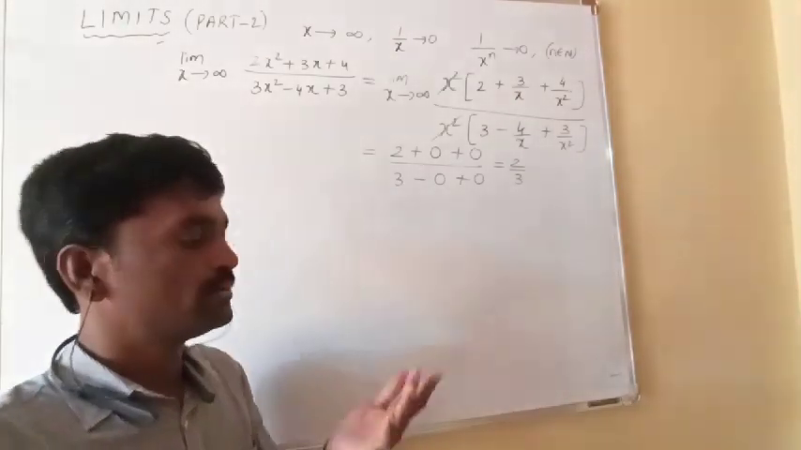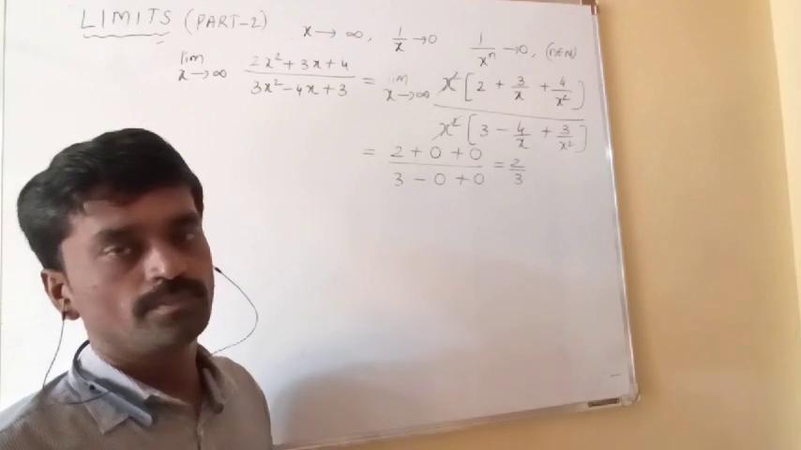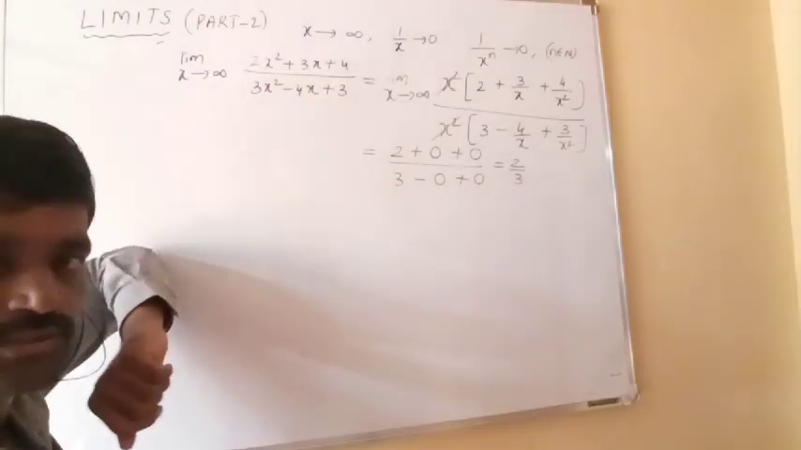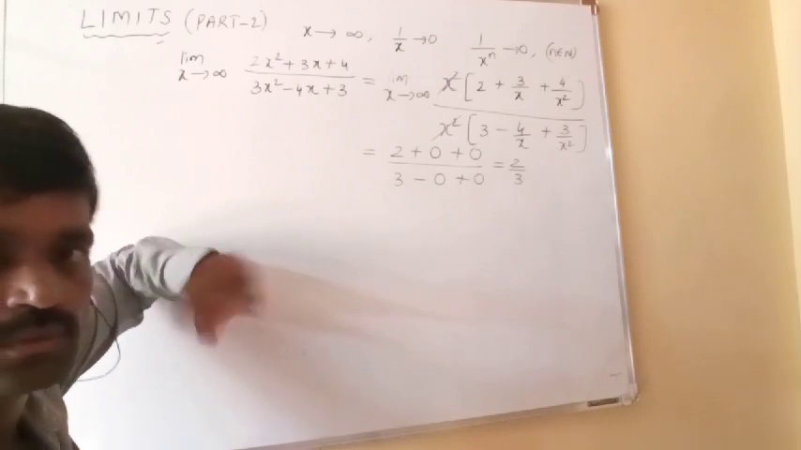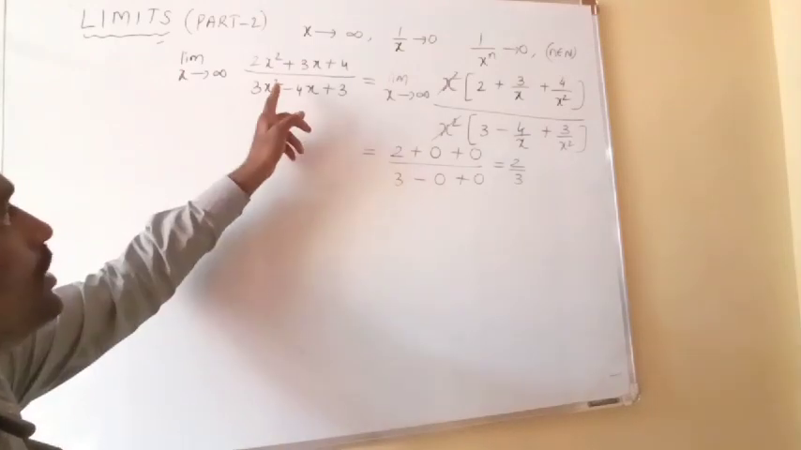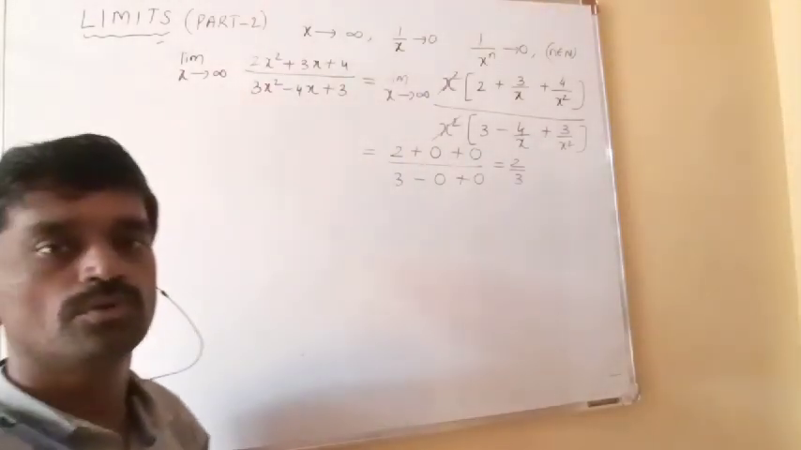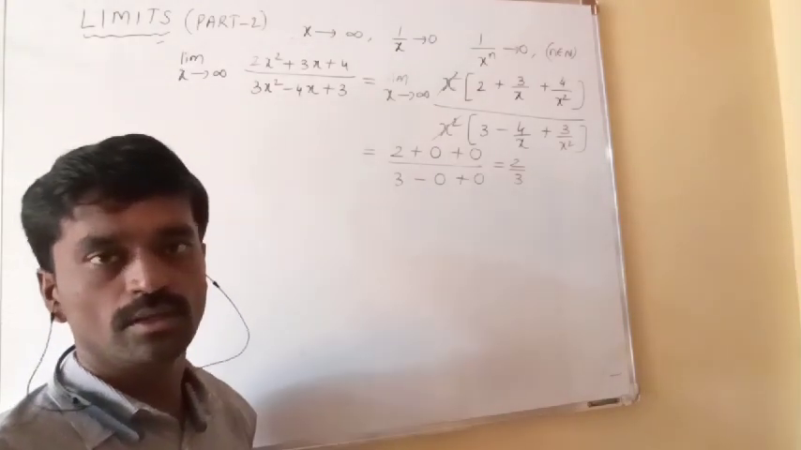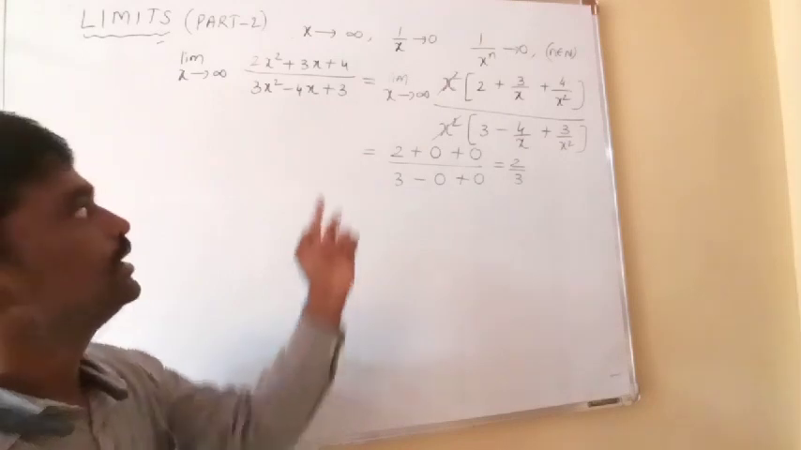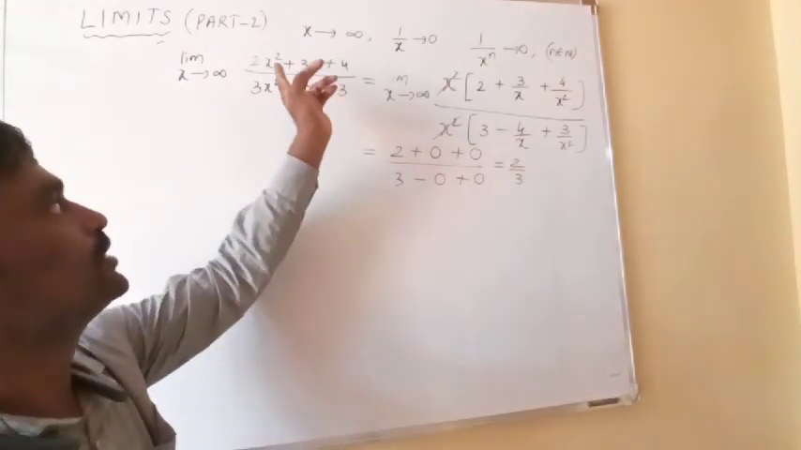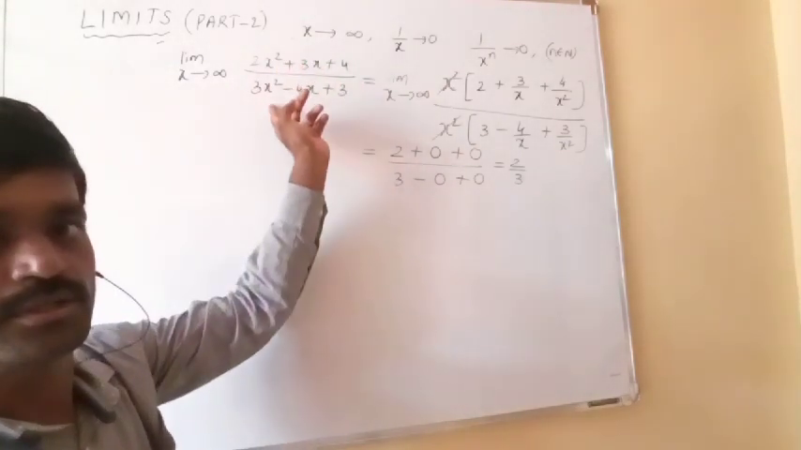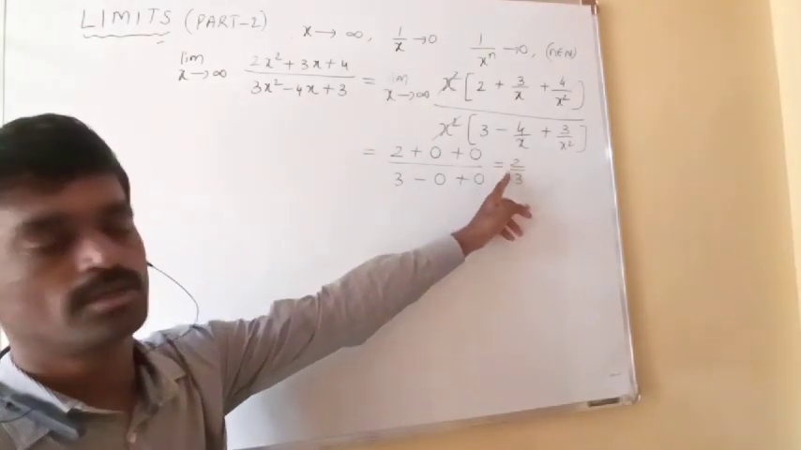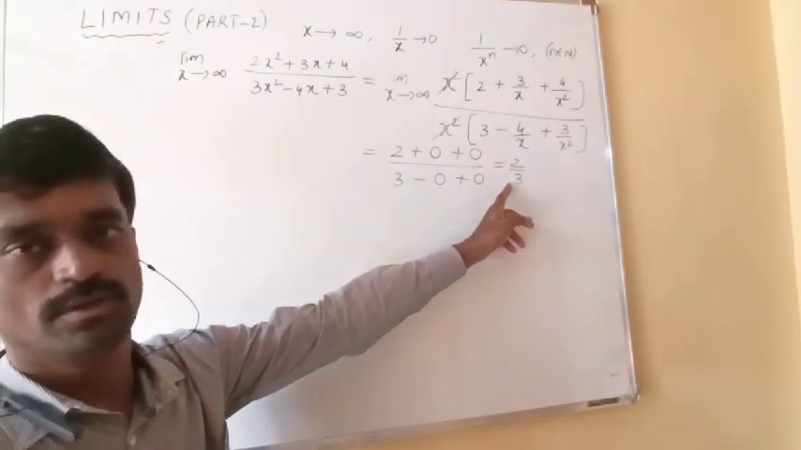For this also, one shortcut formula is there. Here, what is the degree of the numerator? Highest x power is x square, which is 2, so the degree is 2. The denominator degree is also 2, so both are the same. When the numerator degree is equal to the denominator degree, then limit as x tends to infinity of a polynomial function by another polynomial function is the leading coefficient in the numerator by the leading coefficient in the denominator.